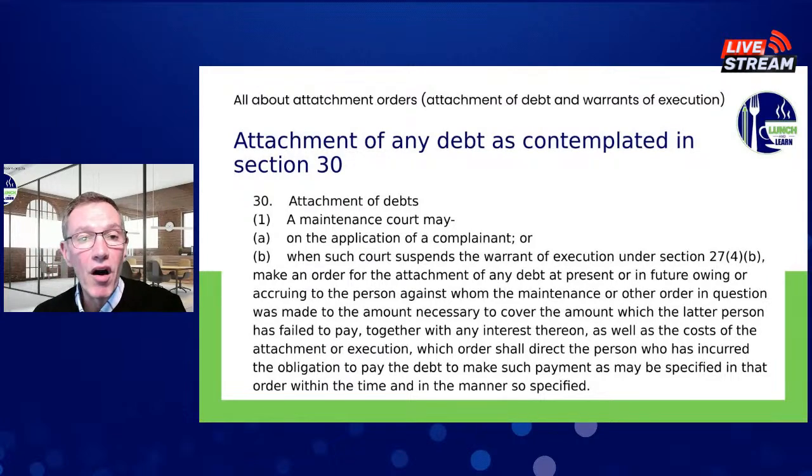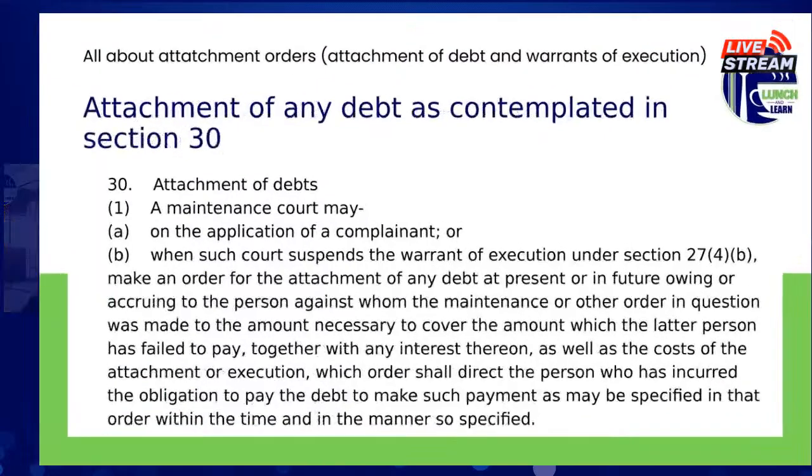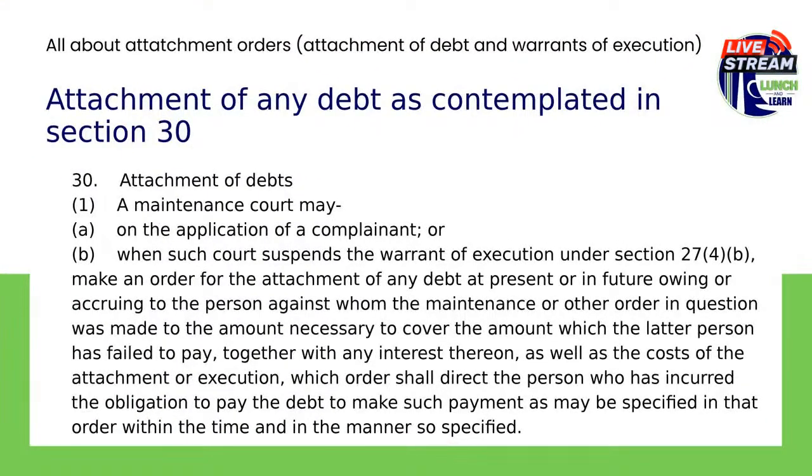Next, as part of attachment orders, we have to deal with Section 30, that deals with the attachment of any debt as contemplated in Section 30. We're nearly running out of time, but we'll run through this quickly. Section 30 says that on attachment of debts, a maintenance court may, upon application, again, there's an application form that needs to be filled in, the J306, suspend the warrant of execution and make an emolument attachment order, and then make an order for the attachment of any debt.